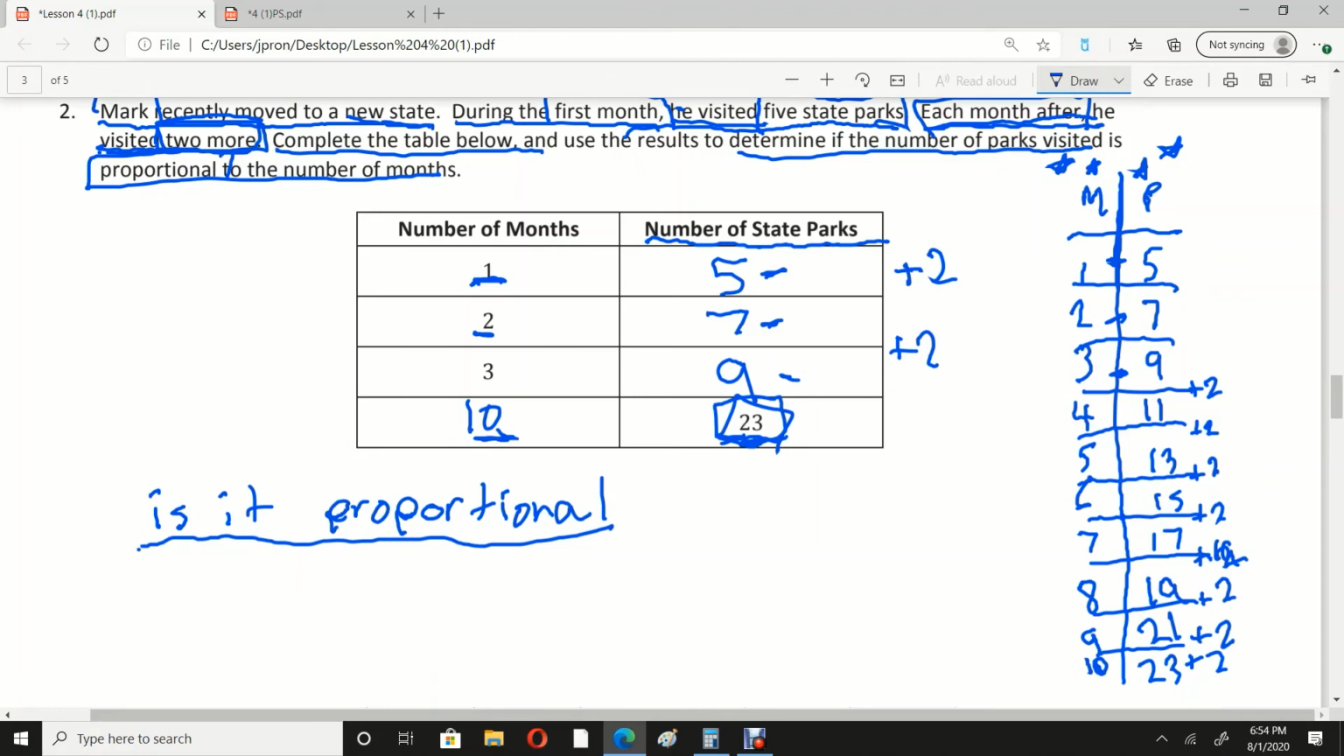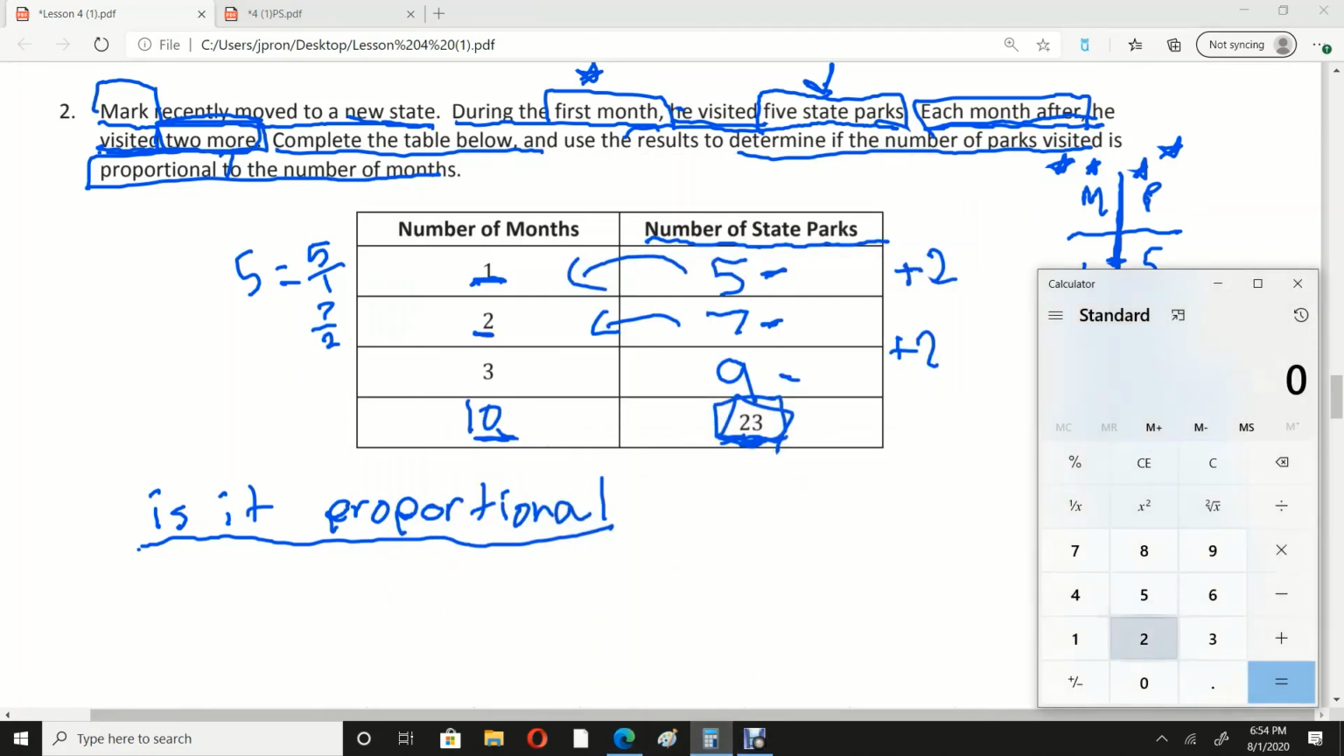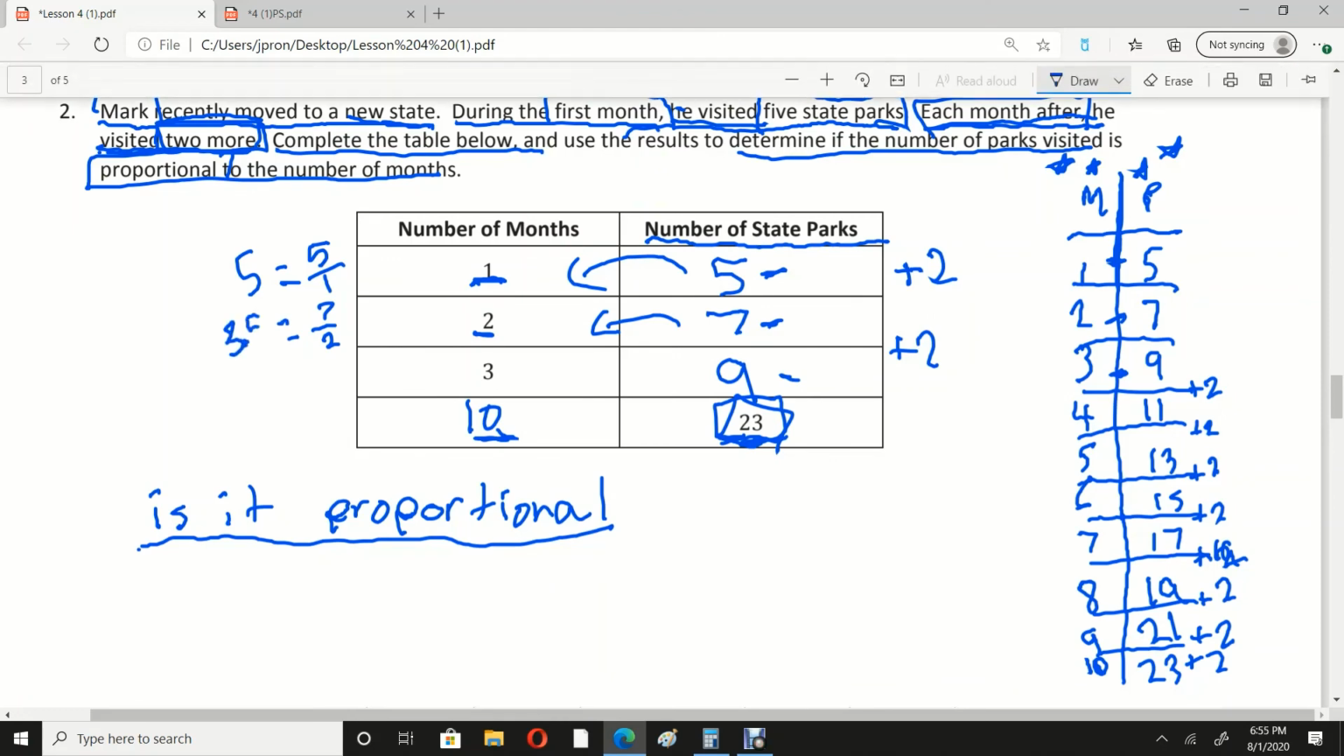Well, let's find a unit rate for each one, right? So let's divide this by this, right? The state parks by month. So in this one, it's 5 over 1 or 5. So if we divide 7 by 2, if it's not 5, then it's not going to work. 5 divided by 2, 7 divided by 2, 3.5, 3.5, no. No, it is not proportional. The unit rates are different.